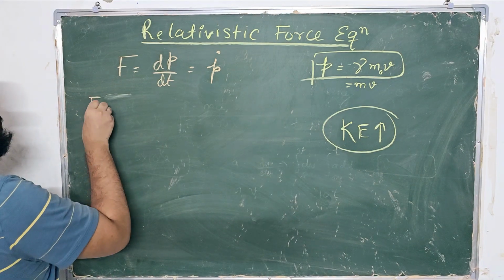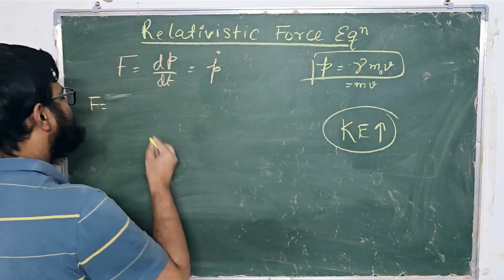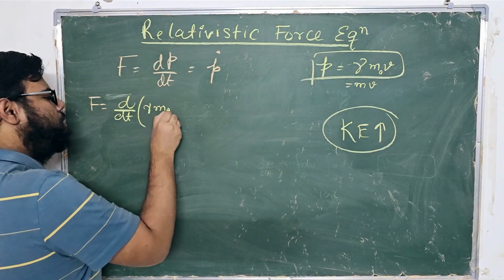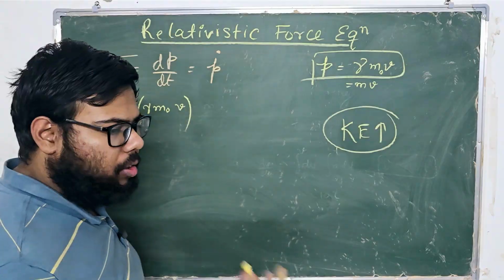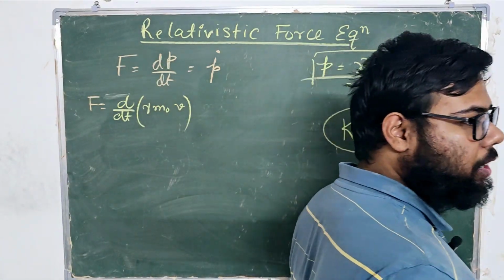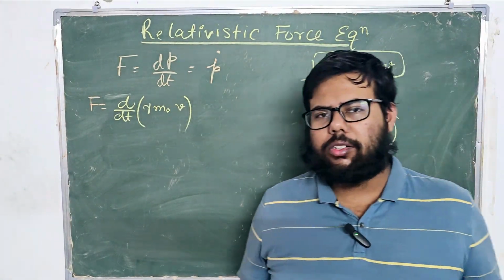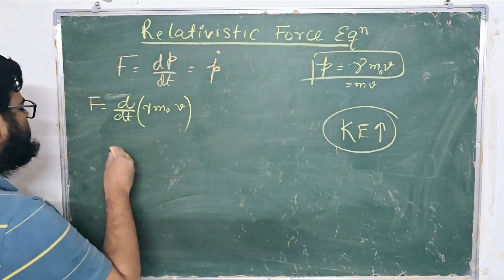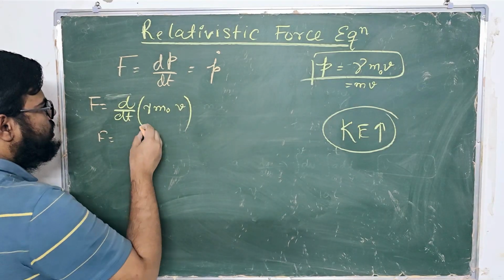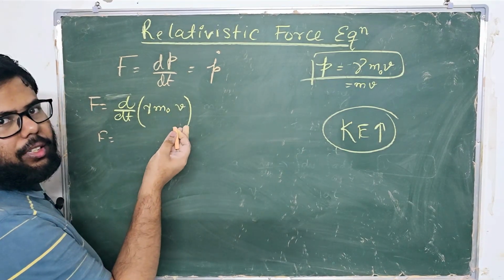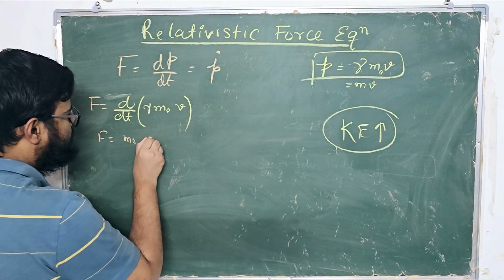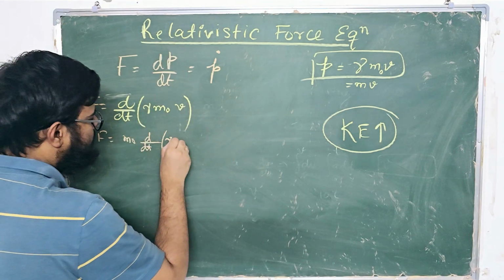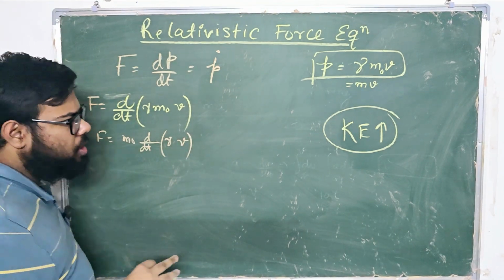Now let's solve it. So F is equal to d by dt of gamma m naught v, right? Now clearly, if there is acceleration, then there will be change in velocity. It is obvious, right? Now m naught is clearly a constant. This is the mass. So m naught will come out, d by dt of gamma times velocity, right?